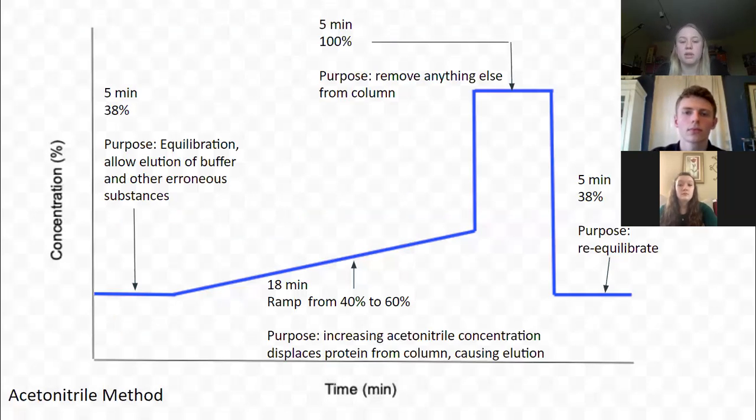For the next 18 minutes, we would ramp from 40% to 60% to increase the acetonitrile concentration, which displaces the protein from the column, causing elution. For the following 5 minutes, there would be 100% concentration to remove anything else that could possibly be left behind in the column. And the last 5 minutes it would be brought back down to 38% to re-equilibrate.